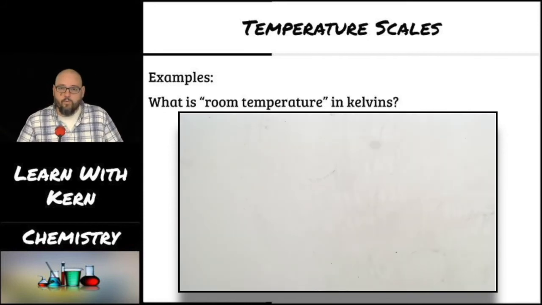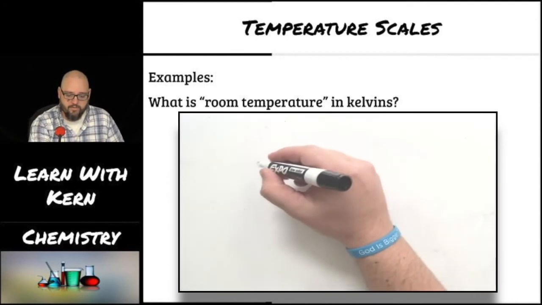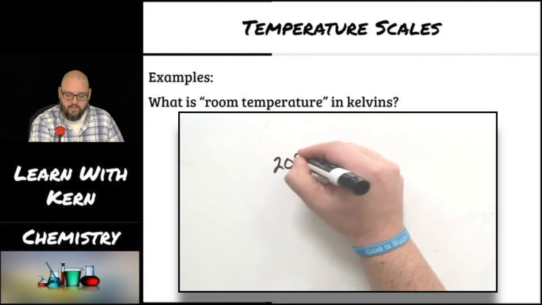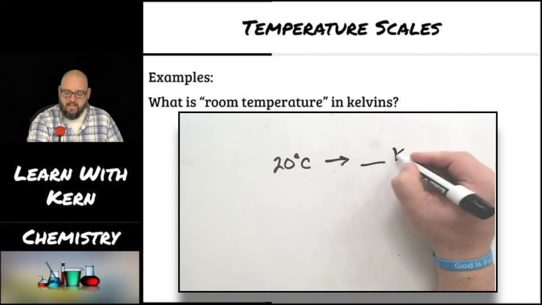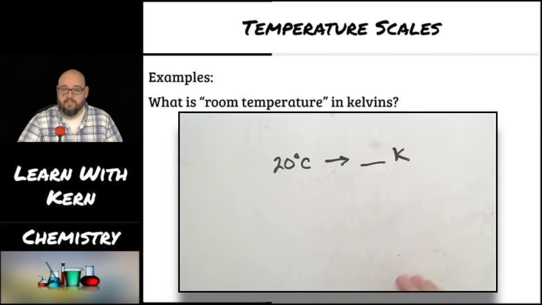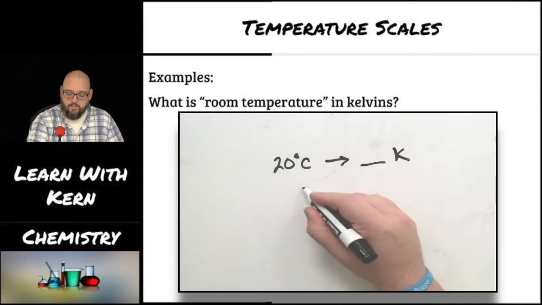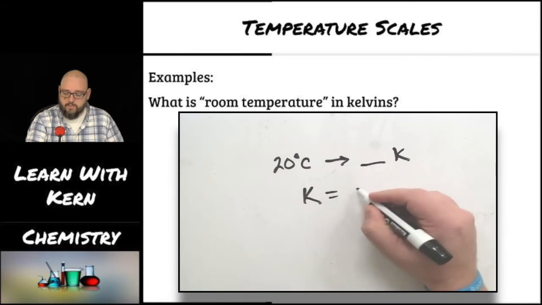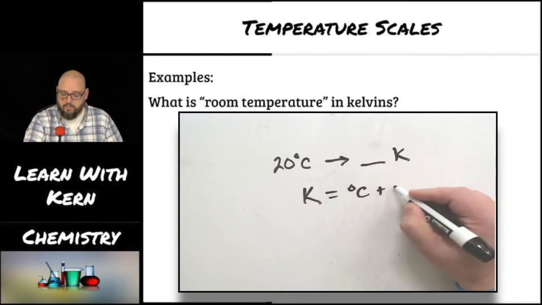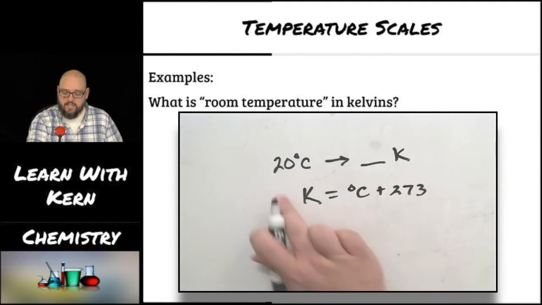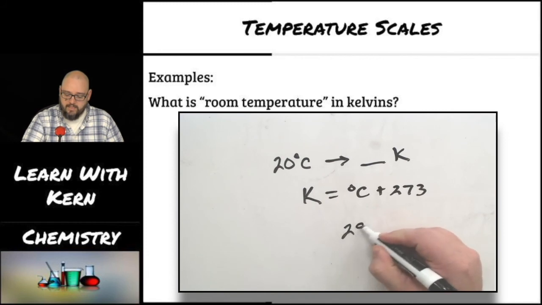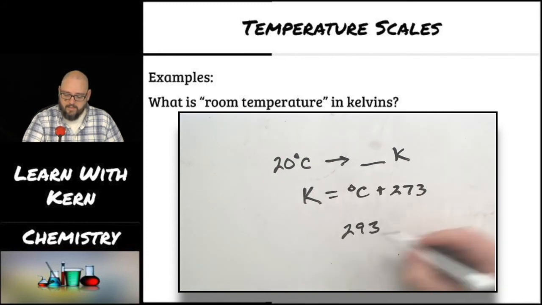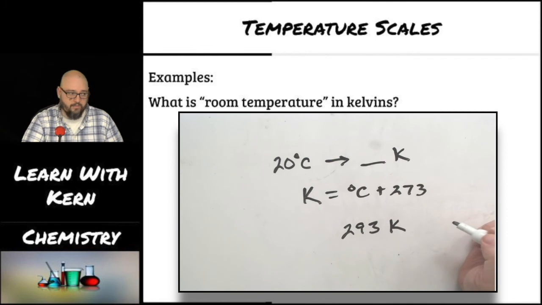All right, what is room temperature in kelvins? Well, room temperature is generally accepted as 20 degrees Celsius. So I want to take 20 degrees Celsius and figure out how many kelvins that is. Again, this is a very simple one because to go from Celsius to Kelvin, our Kelvin temperature is simply our Celsius temperature plus 273. So I take 20 plus 273, and that gives me 293. And that's 293 kelvins.